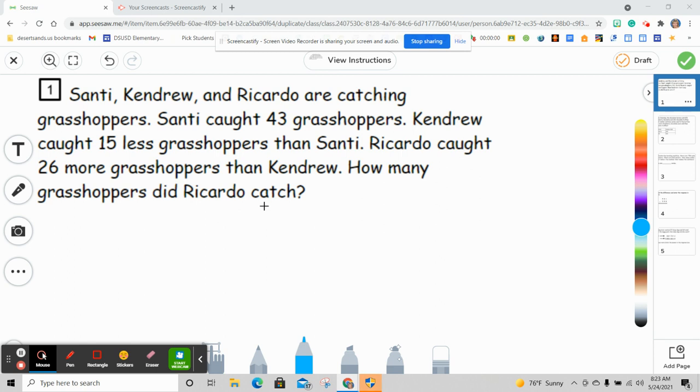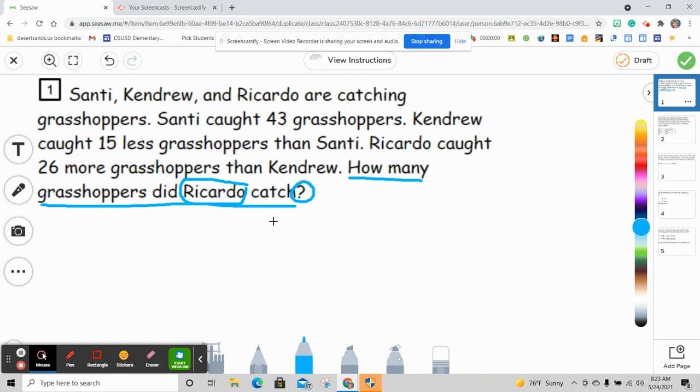So, what do we need to solve? Well, what we need to solve is how many grasshoppers did Ricardo catch? Because that's the question. That's what they're asking you to solve. So, I'm going to circle the name Ricardo. Now, we have three people. We have Santi, Kendro, and Ricardo.